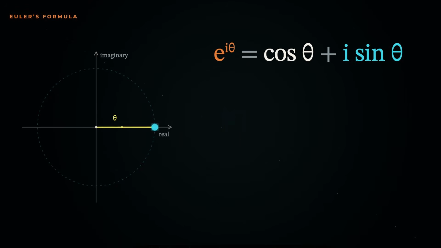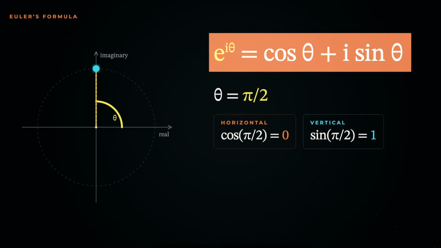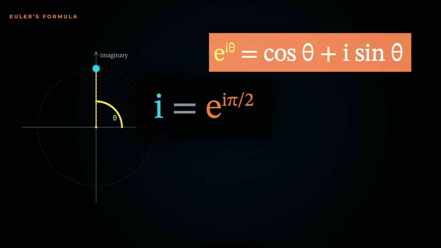Euler's formula says that a point on the unit circle at an angle theta can be written as e to the i theta equals cosine theta plus i sine theta. At theta equals pi/2, cosine becomes 0 and sine becomes 1. So, i equals e to the i pi/2.